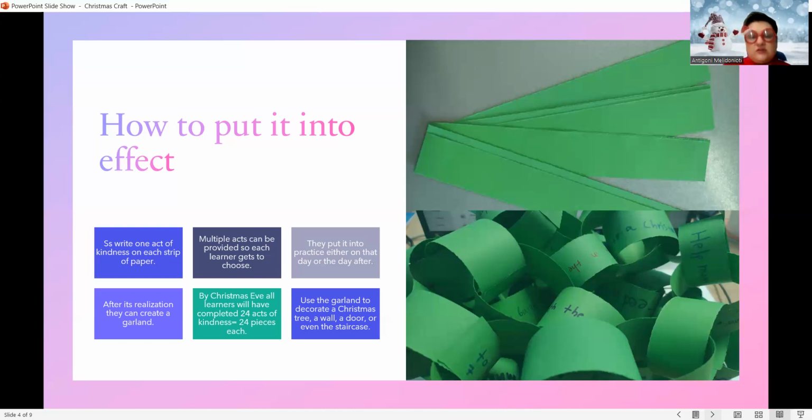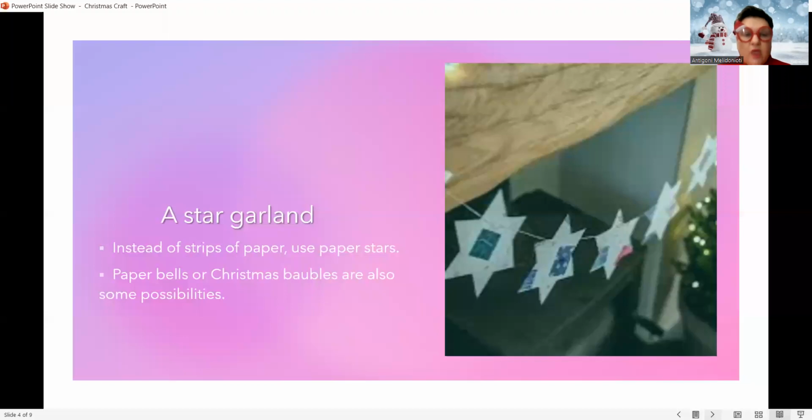You can use it to decorate a Christmas tree, a wall, a door, even the staircase. My learners have decided to decorate the staircase because there is no decoration missed on the staircase. So you can imagine who has won this battle.